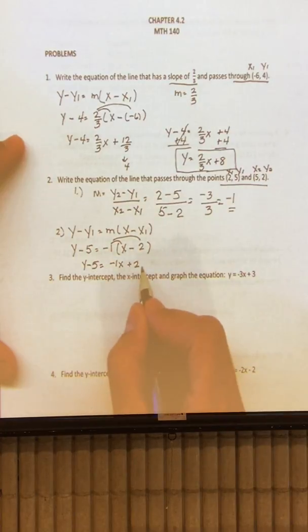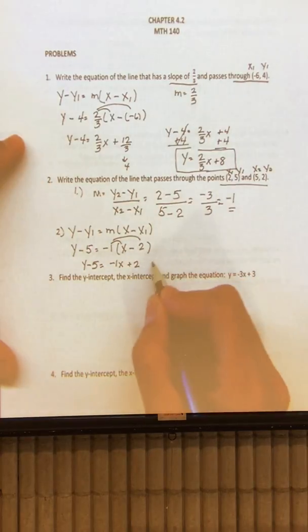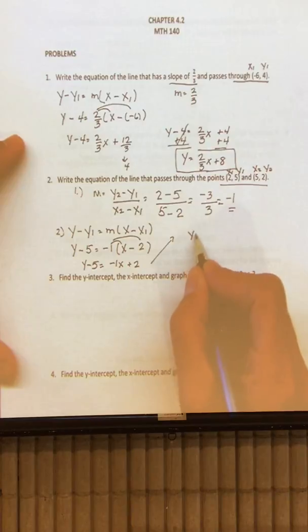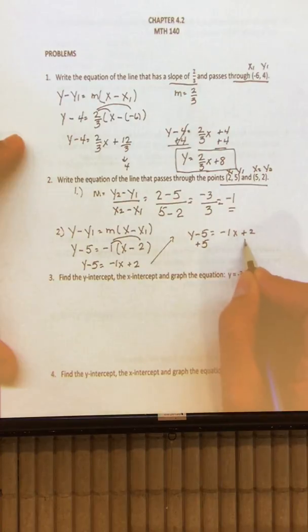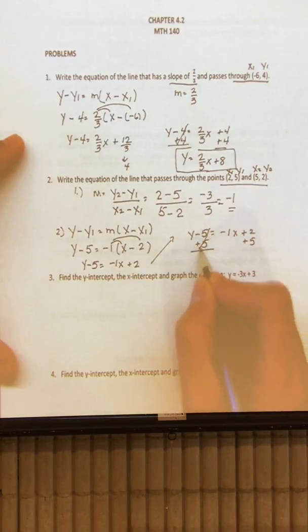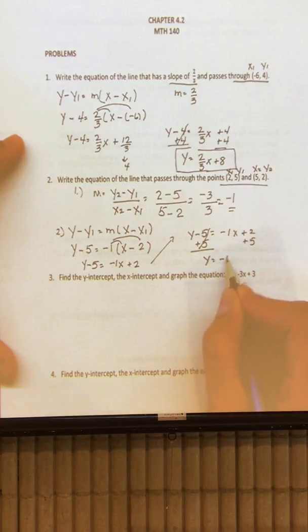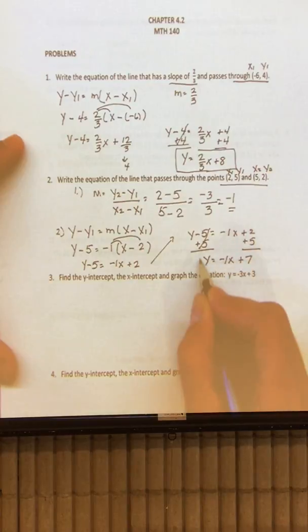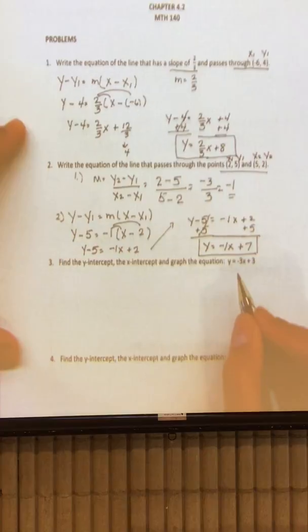Combining like terms, we add the 5 to both sides. So we have y minus 5 equals -1x plus 2. Adding 5 to both sides of the equation, you cancel your 5's. So y equals -1x plus 2 plus 5 is 7. And that is your equation of the line.